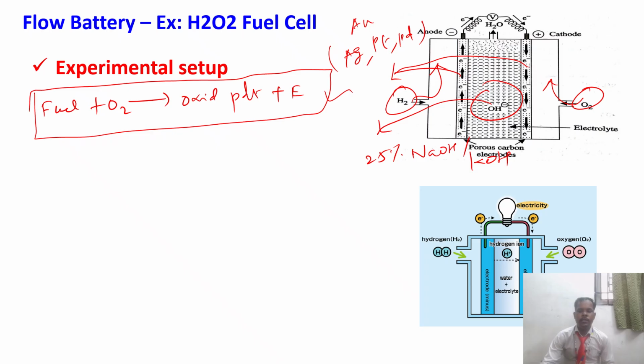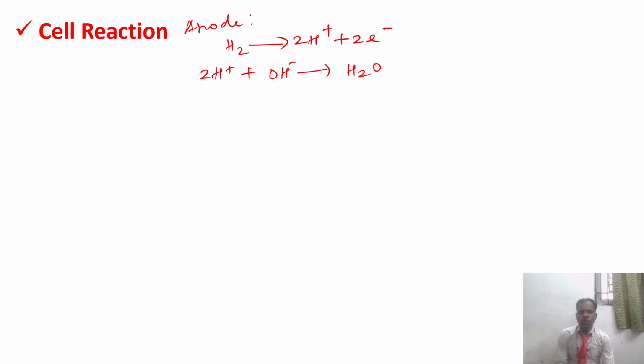Now the working: what is the cell reaction for the hydrogen oxygen fuel cell? First one, the anode. We know very well what the anode is. Which gas is passed here? Hydrogen gas. So hydrogen is converted into 2H+ with 2 electrons lost, because anode means oxidation takes place, or loss of electrons. So H2 is converted into 2H+. Then this 2H+ is unstable, so it reacts with the OH- present in the electrolyte, like 25% NaOH or KOH used in the hydrogen oxygen fuel cell. That is the OH- ion. Then it will be converted into H2O. So here 2 moles.